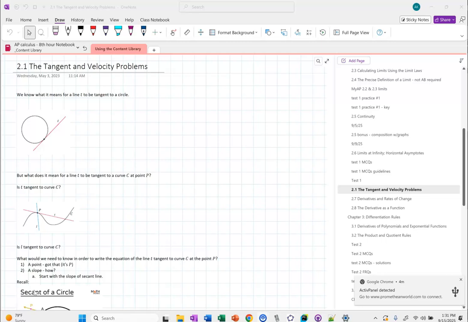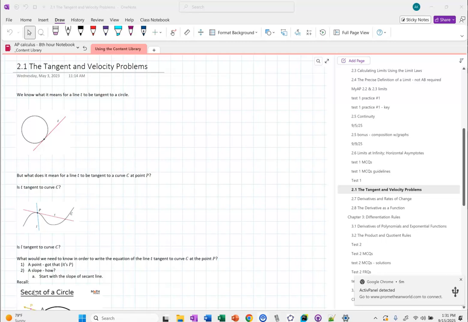Is everybody kind of okay with that? So in 2.1, we're really just talking about average rates of change. When I say average rate of change, you think slope. So average velocity is slope. Average whatever is slope. That's all it is.